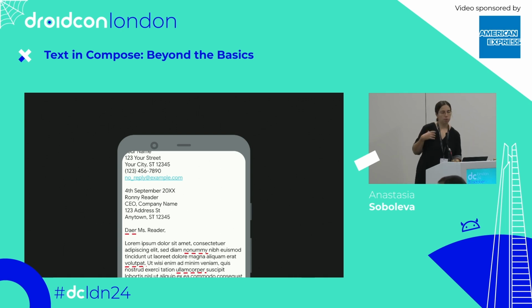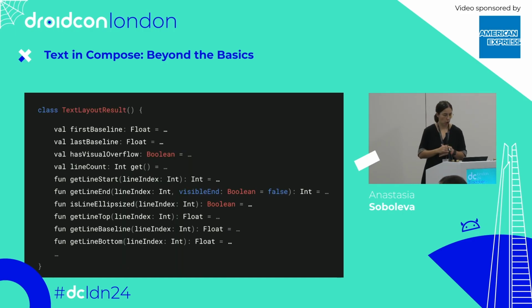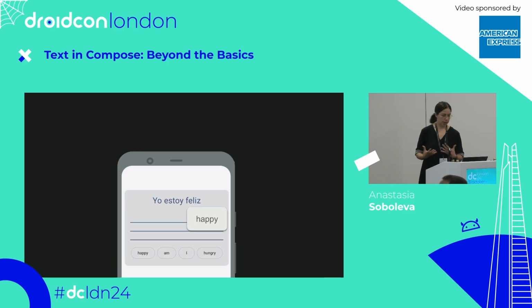And for that, we have an API to help you, and this is called TextLayoutResult. So TextLayoutResult is the class that holds information about the measured text. You can see all of the different parameters that it has. It's only a few of those. Let's see how to use it.